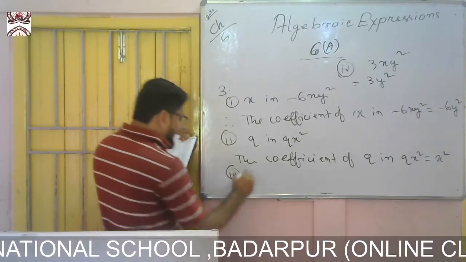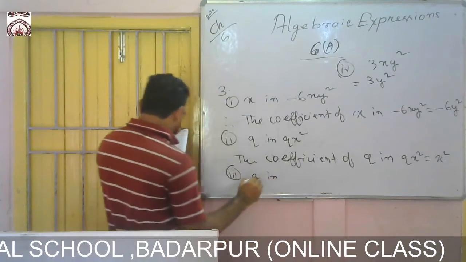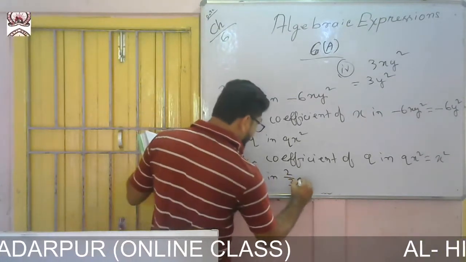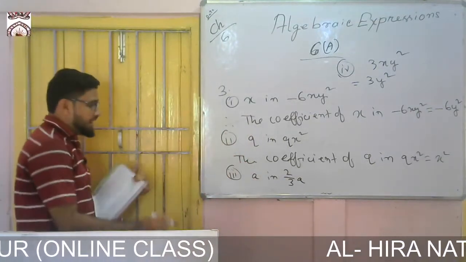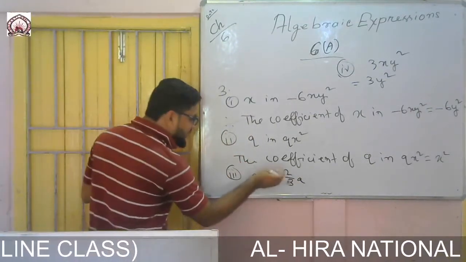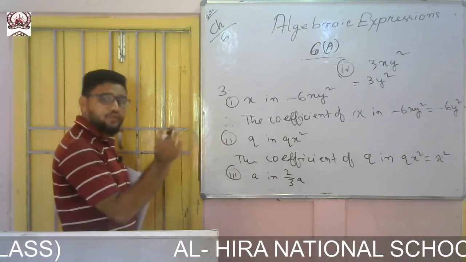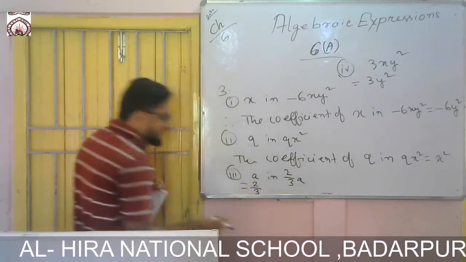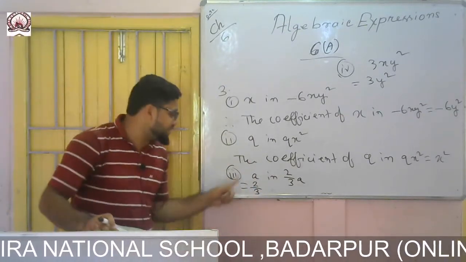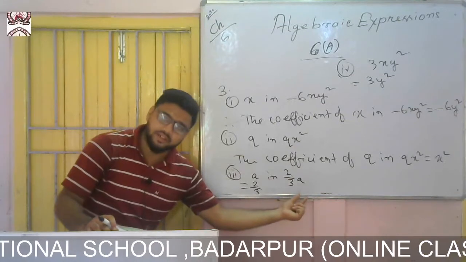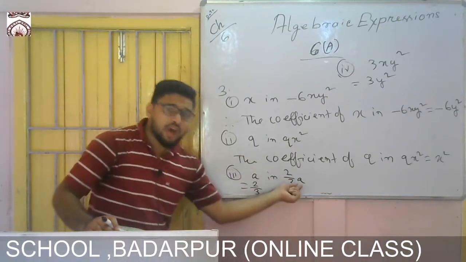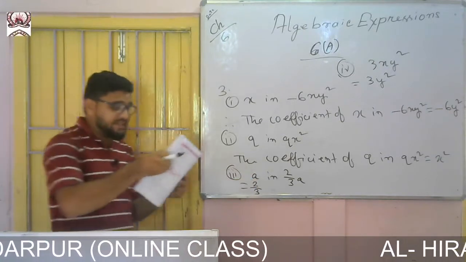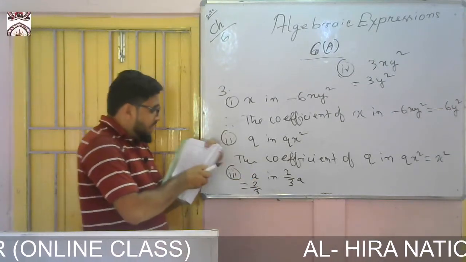So question number 2 is what? a in 2 by 3a. So leaving a, what is there? 2 by 3. So 2 by 3 is the coefficient of a. I am just writing the answer, 2 by 3, because you have to find the coefficient of a in the term 2 by 3a. So leaving a, what is there? 2 by 3. So 2 by 3 is the coefficient. These are very easy. Okay.